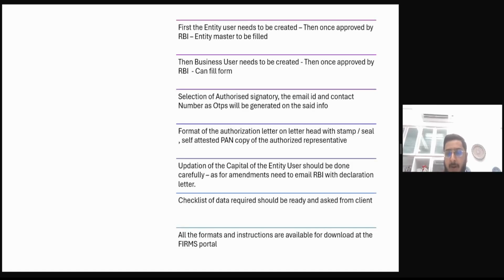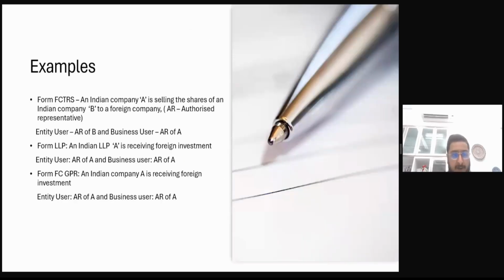When you're making this registration, be very sure that the email IDs or mobile numbers you're using are valid, because that is a very important thing. Normally, we chartered accountant consultants put our own email IDs, but that should be avoided. The client should put their email ID and contact number, which will be available in the future also, because the OTPs and all communication will be sent to those email IDs.